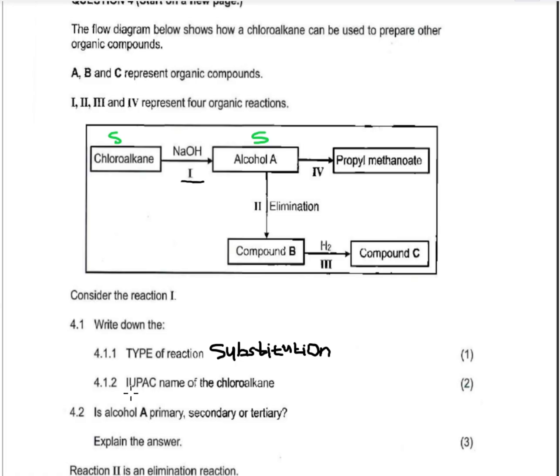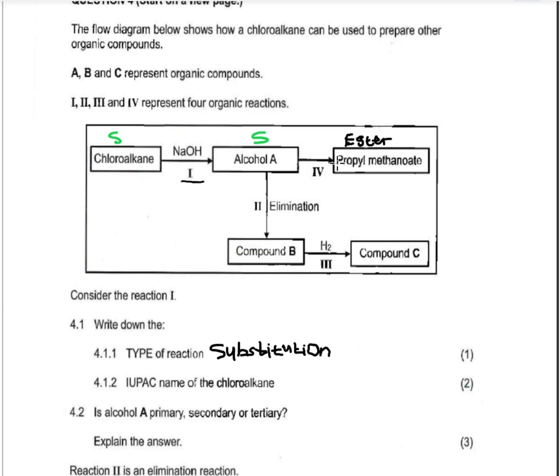4.1.2 says write down the IUPAC name of the chloroalkane. Look at what you're given in the table, guys. Look at reaction 4, from an alcohol, which is alcohol A, to propyl methanoate. We know that this is an ester, and to form an ester, you must combine an alcohol together with a carboxylic acid. The name of the ester is propyl methanoate. That is an ester, right?